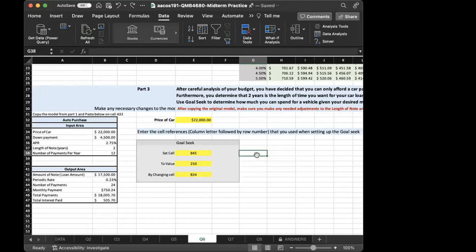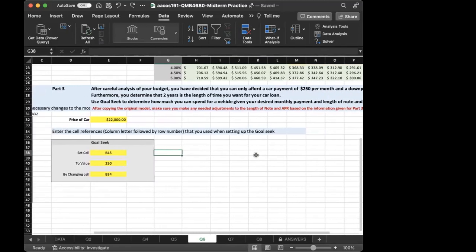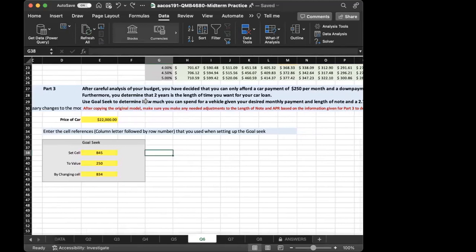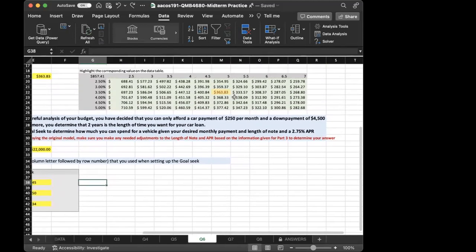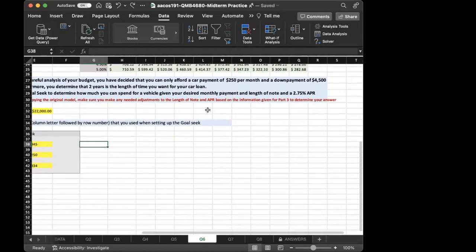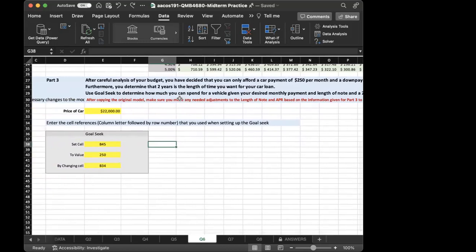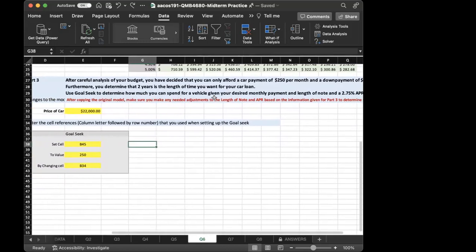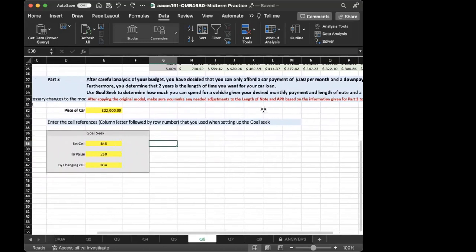So here for part 3, it says, after a careful analysis of your budget, you have decided that you can only afford a car payment of $250 per month and a down payment of $4,500. Furthermore, you determine that 2 years is the length of time you want for your car loan. Use GoSeek to determine how much you can spend for a vehicle given your desired monthly payment and length of note and a 2.75% interest.